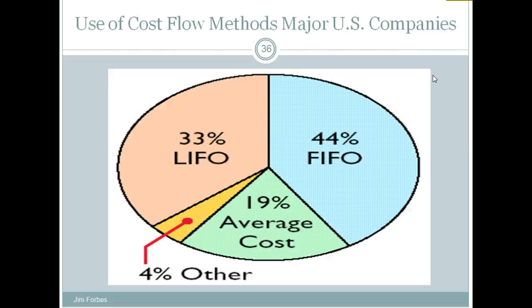Again, this slide just shows you how many companies are using various methods. Again, almost half is using FIFO, 1/3 is using LIFO, 20% is using average cost, and they say other. It's other specific identification. I don't know why they listed other.